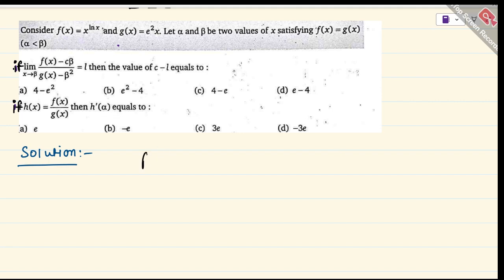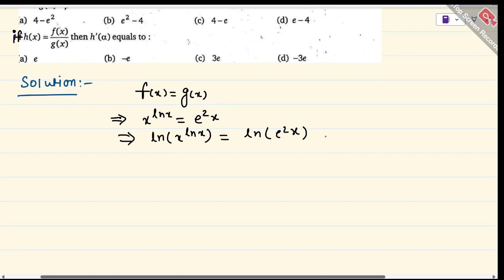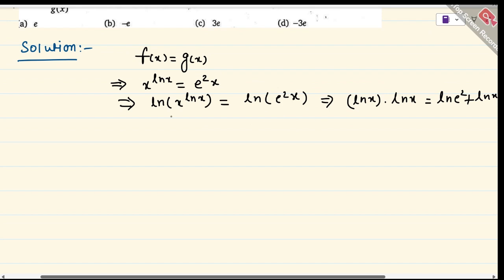So we have given f of x is equal to g of x. So this implies x raised to power natural log of x is equal to e square x. If we take log both sides, this is natural log of x raised to power natural log of x, and this is natural log of e square x. So this implies natural log of x times natural log of x, and this is natural log of e square plus natural log of x. We can write this as ln x whole square, by property of natural log.